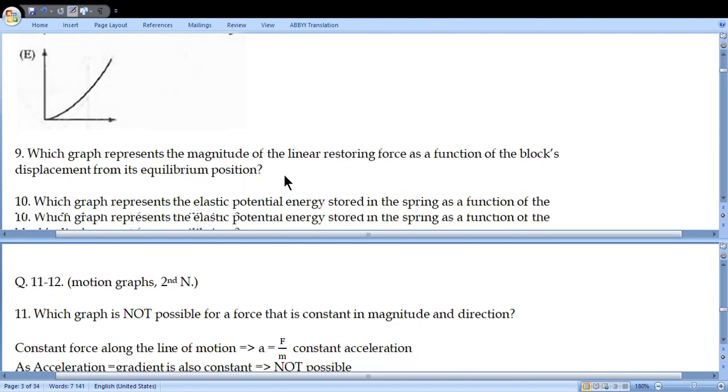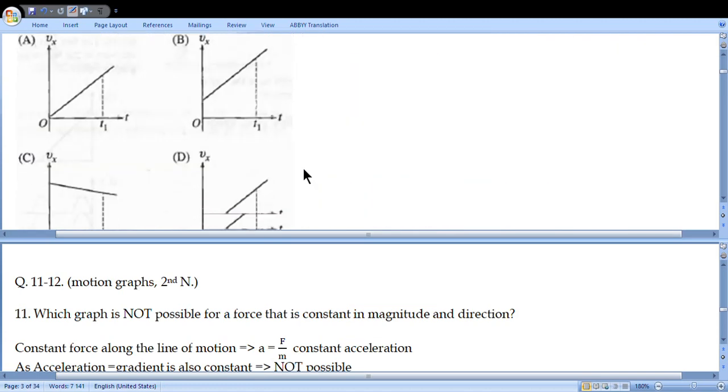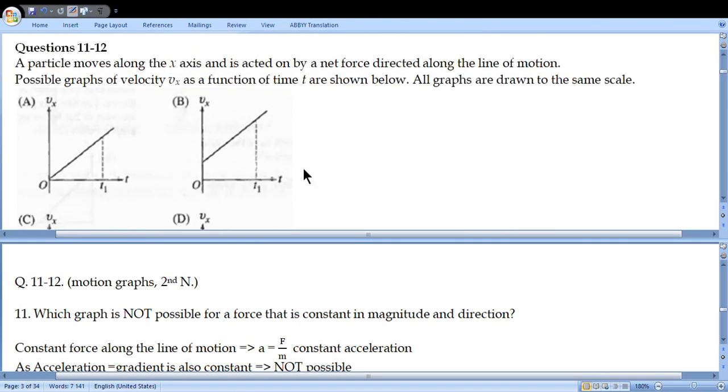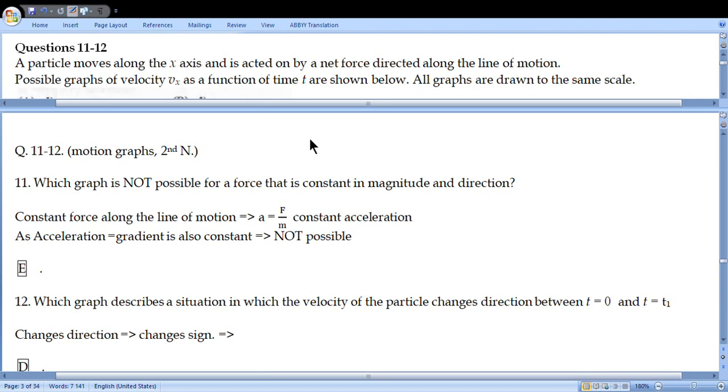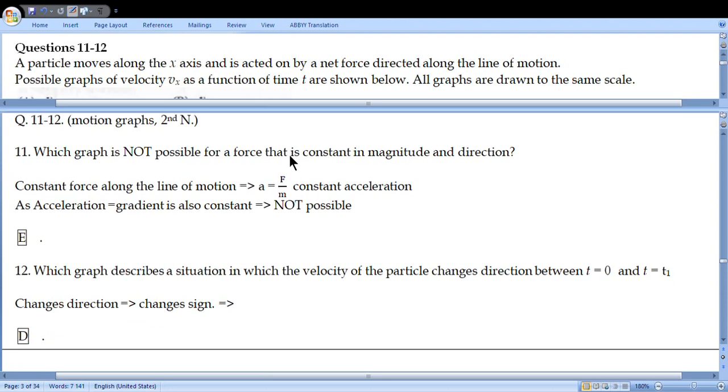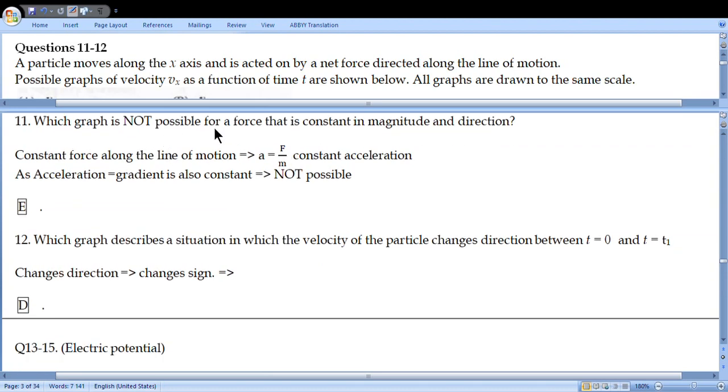Questions 11 and 12. A particle moves along the x-axis and is acted on by a net force directed along the line of motion. Possible graphs of velocity Vx as a function of time t are shown below. All graphs are drawn to the same scale. Question 11. Which graph is not possible for a force that is constant in magnitude and direction?